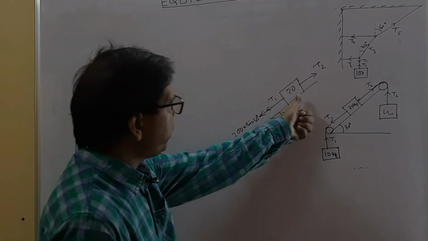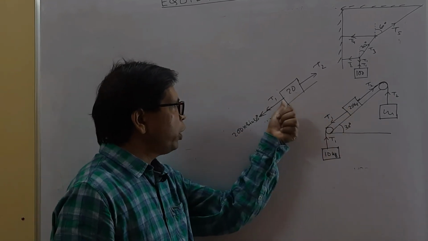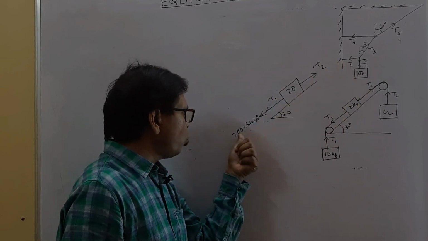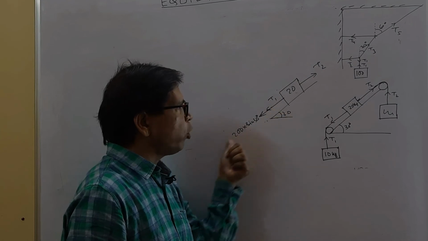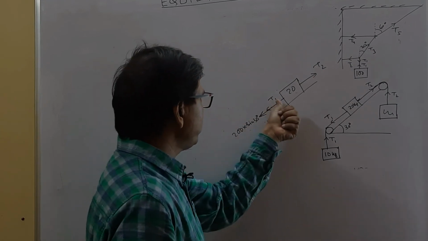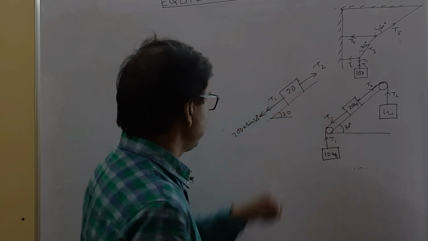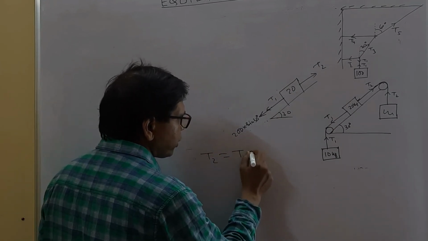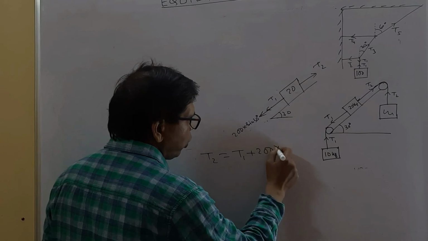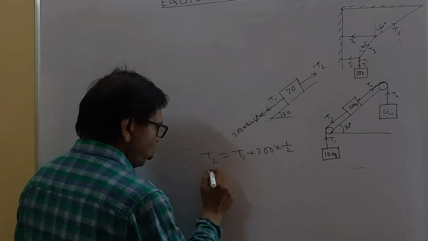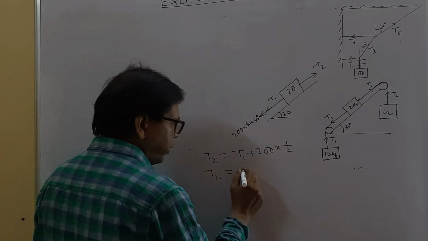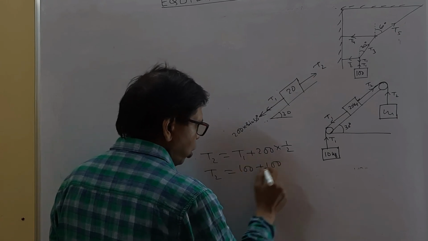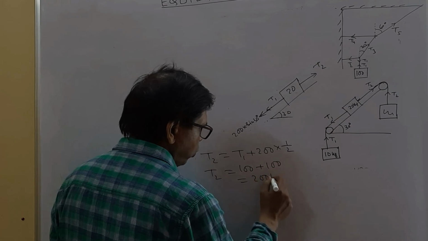The free body diagram of 20 kg: T1 acts along this direction, T2 acts along this direction, and 200 sin 30 degrees acts along the plane. So this force plus this force equals this. T2 equals T1 plus 200 into 1 by 2. So T2 equals 100 Newton plus 100 Newton, so this is 200 Newton.